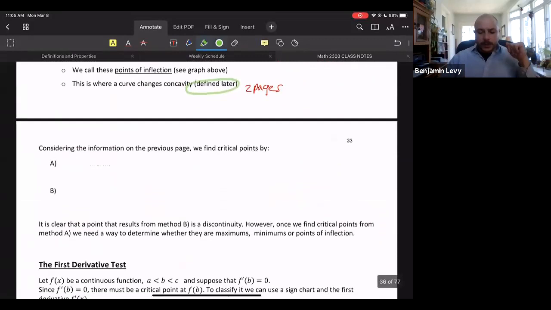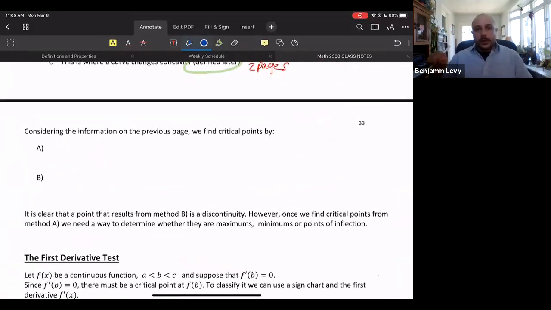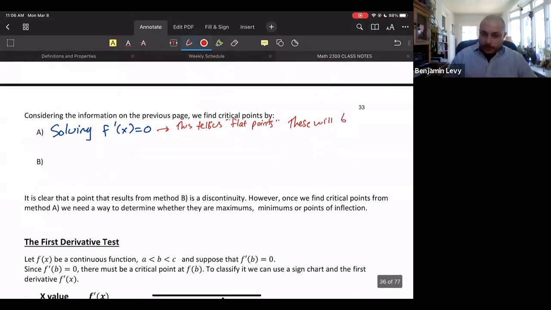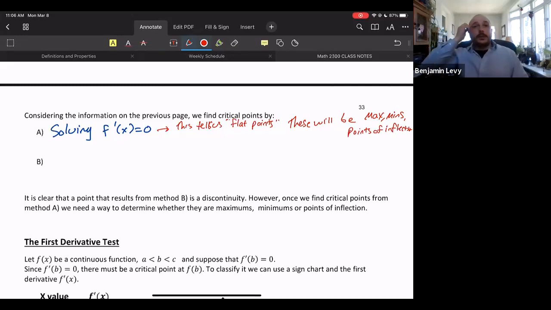I'll re-summarize some of these things. The first thing to note is the way we find critical points: number one, solving the derivative equal to 0. That tells us the flat points, quote unquote, the places where the rate of change is 0. These will be maxes or mins, or, as we'll learn, a third type, points of inflection. We may get to that today or definitely next time. So the first thing we do is take derivatives and set them equal to 0. That's how we find these interesting points.